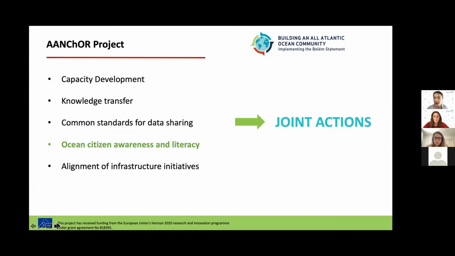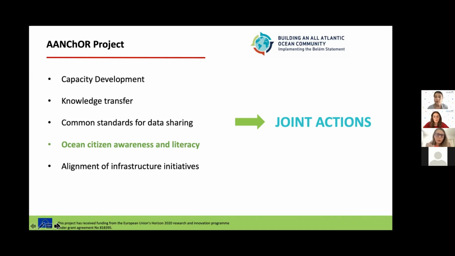Each one of these means of collaboration was tasked to create a joint action that might contribute to the common good, to put this collaboration in place. In our case, it was a joint action involving all the Atlantic countries to develop ocean literacy. So what did we choose?